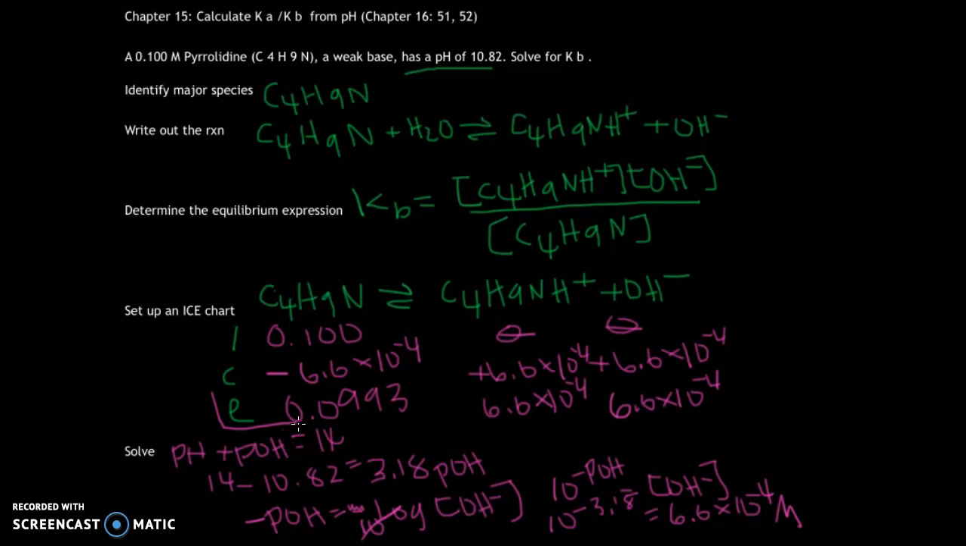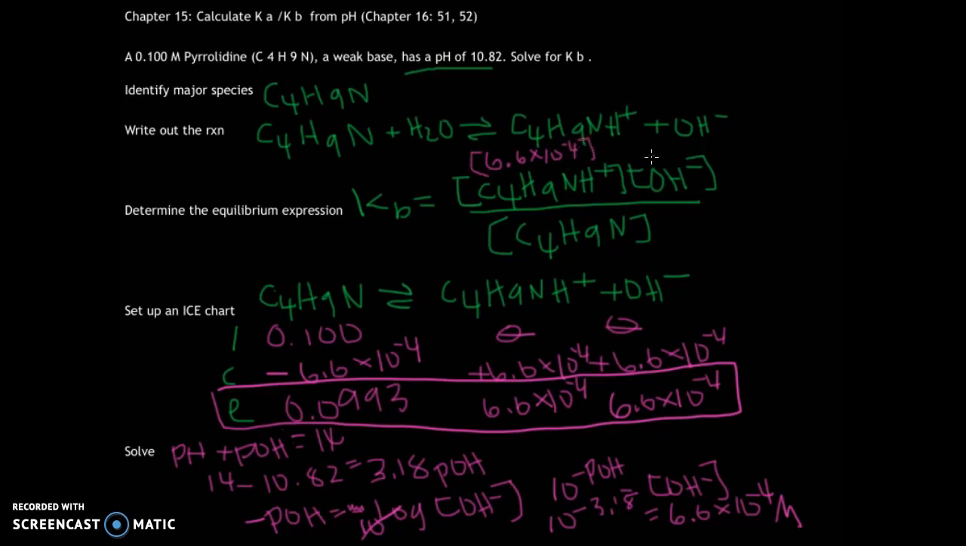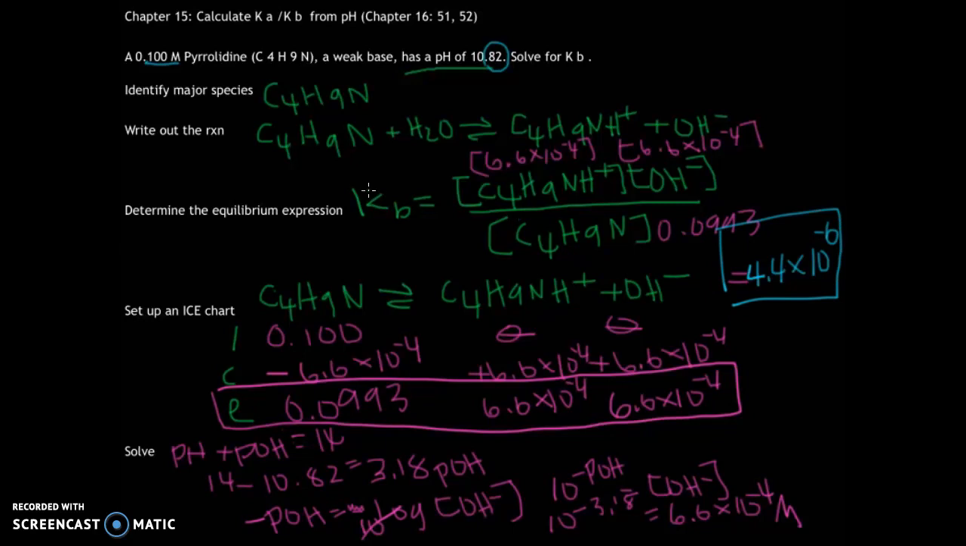So now what? Now if you have all equilibrium values and no x's anywhere, you just plug these numbers back into your equilibrium expression. So this is 6.6 times 10 to the negative fourth. This is 6.6 times 10 to the negative fourth. And then the bottom number is 0.0993. All right, equals, I'll change my color again. So I've got to do this in my calculator. I am getting, see how many sig figs. That's a 3-digit number. This is a 2-digit number. Remember, pH's sig figs don't start till after the decimal place. So I'm going to write mine with 2 digits as 4.4 times 10 to the negative 6. That is my Kb, because this is a base.